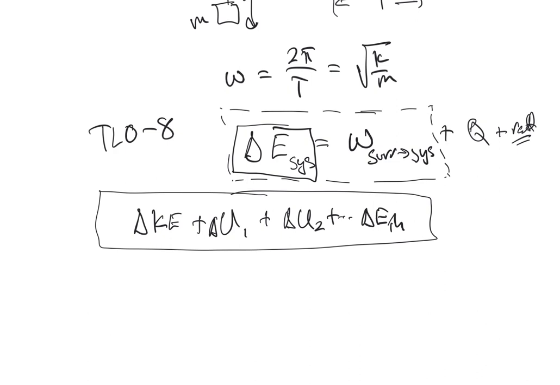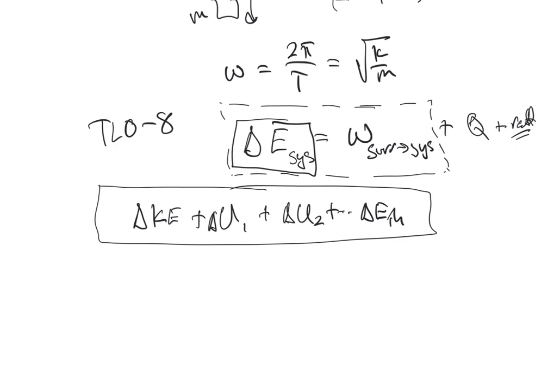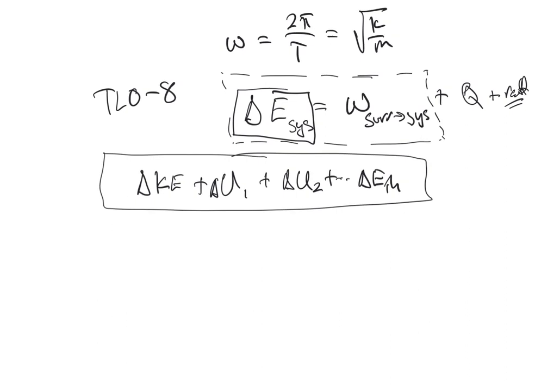And of course, you might not know the initial and final state of the system, so some of these initial and final state energies may have variables in them that you need to solve for later. But the TLO is really about, can I write down the change in the energy and can I come up with an expression for the change in the energy that makes sense and that works? So that's TLO-8. TLO-9 is the other side, and it's primarily about work.